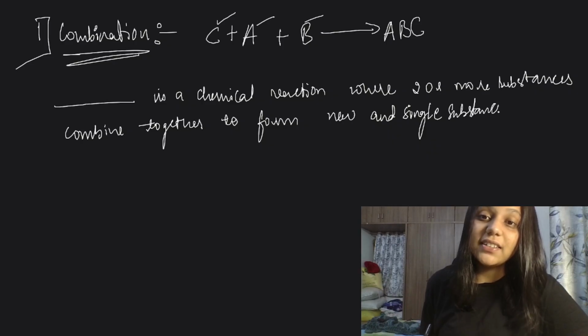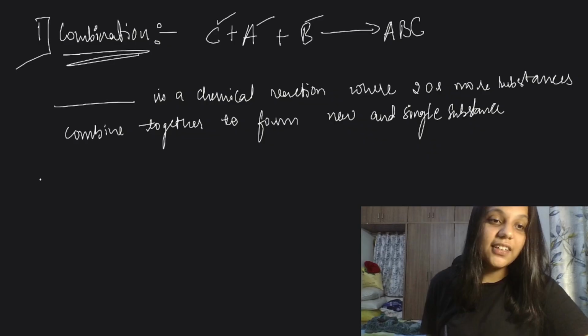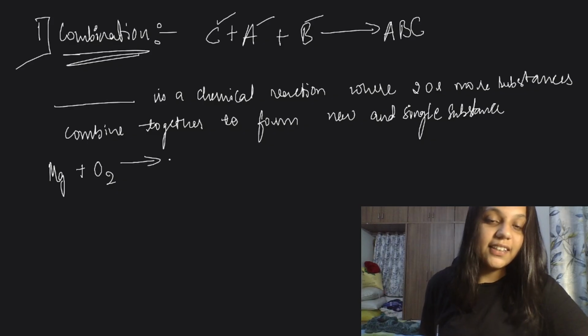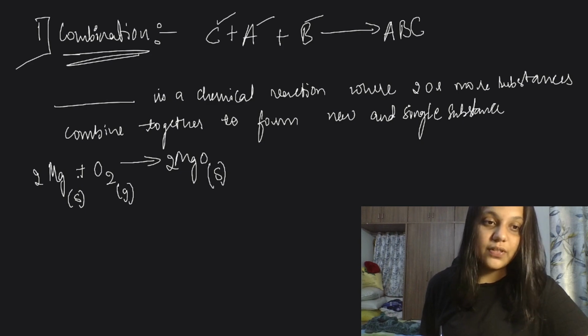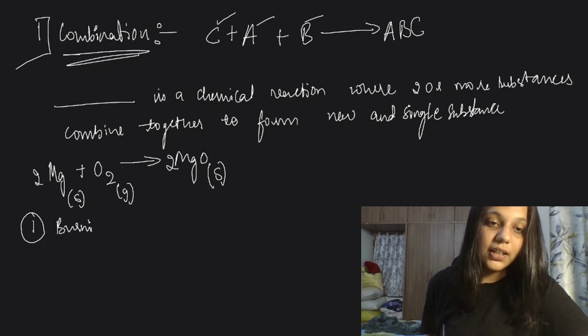What examples can we give here? The famous example which we have been learning is magnesium plus oxygen, which reacts and gives magnesium oxide. To balance this, I'll add 2 here. This is one of the major examples, and you need to mention that this is solid, this is gas, and this is solid. You need to write and explain how this reaction is performed.